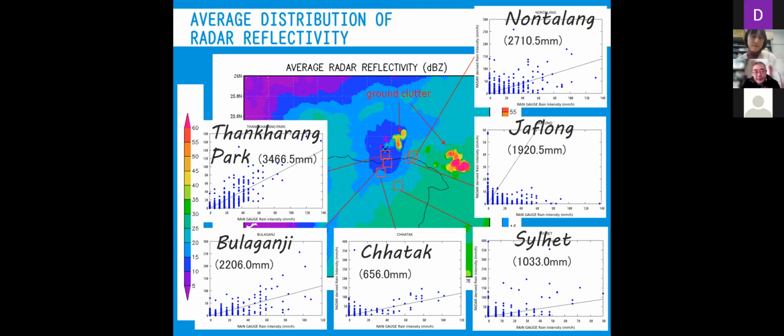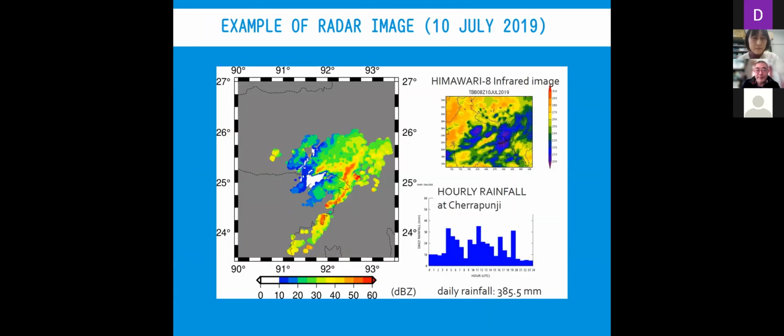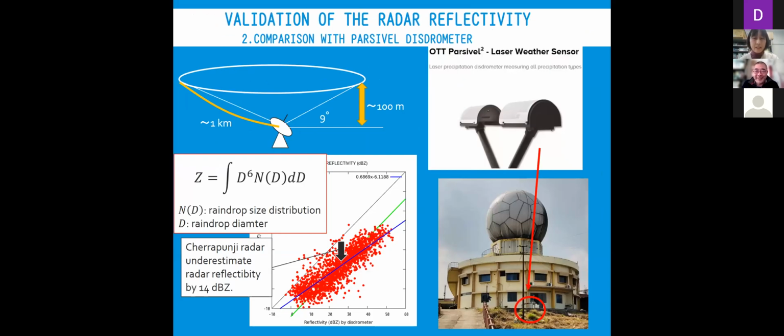Do you have any other questions or comments? Then I have one. You have installed your disdrometer just beside the radar system. Is there any merit to install this disdrometer very near to the radar system? Maybe some problem also there, but there may be some merit also.